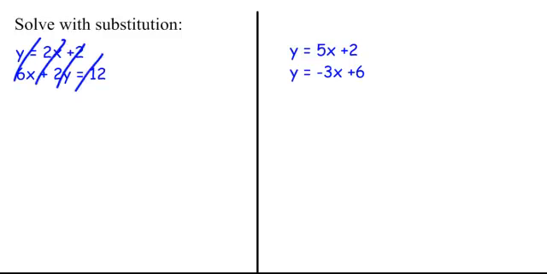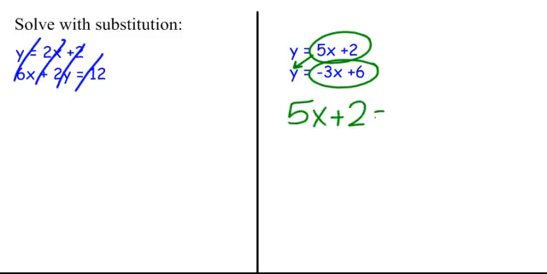And the next one looks a little strange because both things are solved for y. When this happens, you are saying that y is the same thing as 5x plus 2, but it's also the same thing as negative 3x plus 6. So when I substitute this in for y, what we basically end up doing is saying that 5x plus 2 has to be the same as negative 3x plus 6. If they both equal the same thing, whether it's x or y, they have to equal each other.